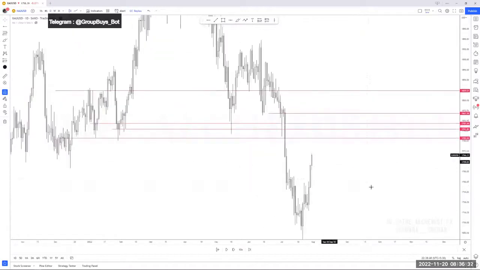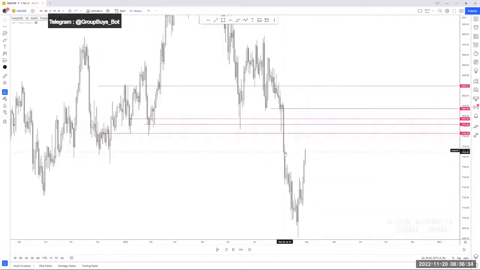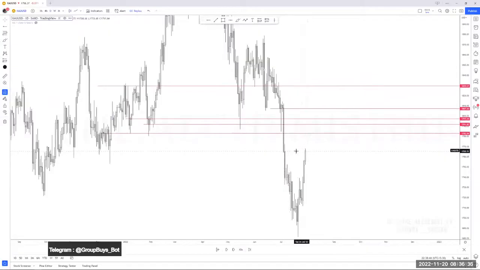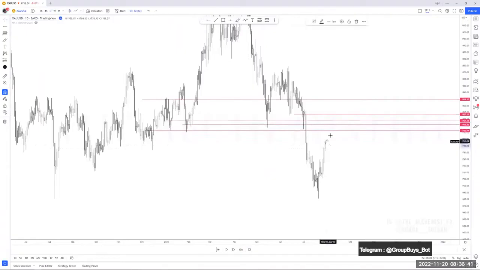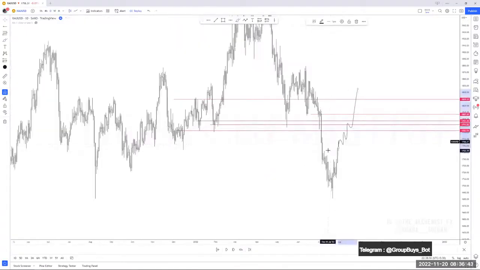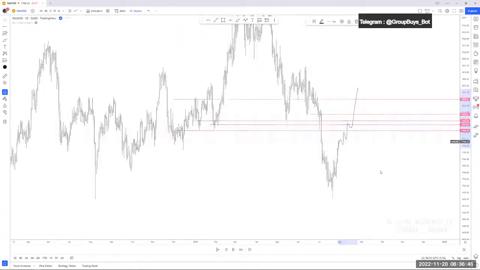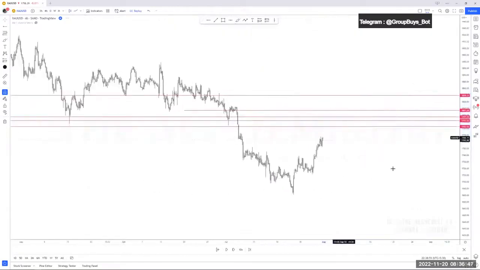So let's see. What has the daily done? Daily has not closed below this, so we know that there are no storylines yet. Now the only thing we can do is use the lower time frames to follow the trend. Can you understand that? Let's go to the 4 hour, see what the 4 hour has to offer.